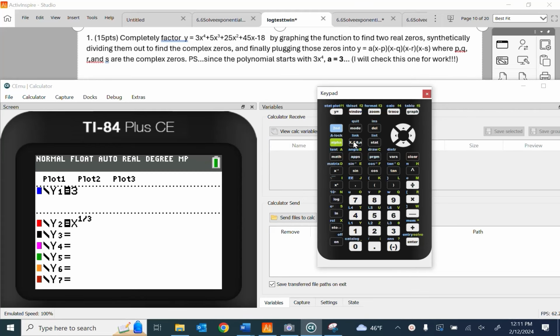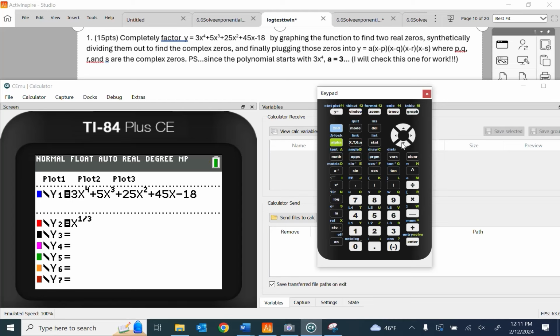I have a 3x to the fourth. I'm adding 5x cubed. I'm just reading the function, by the way. I'm not making stuff up. Plus 25x squared. Plus 45x minus 18.